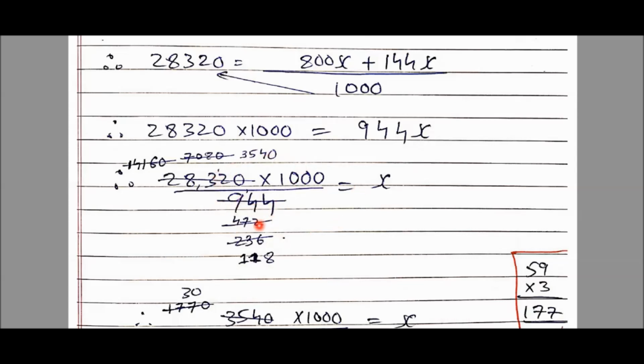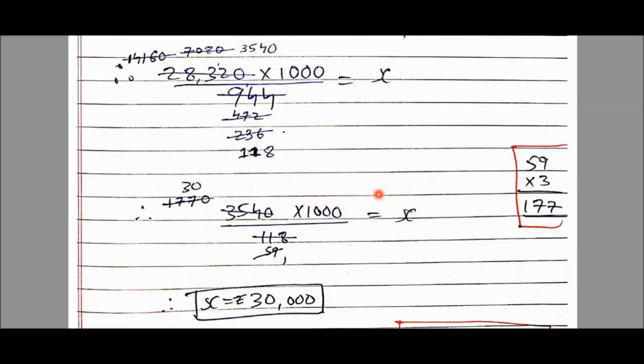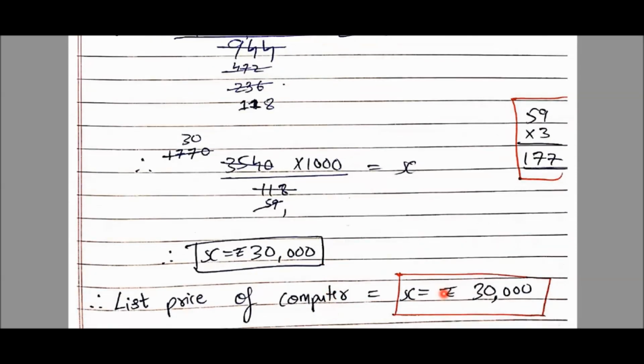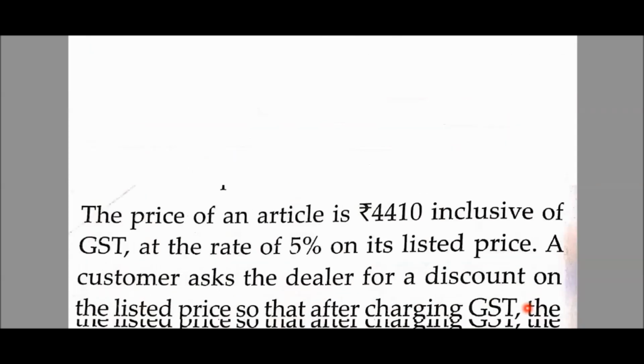Now you can do the calculation in your style. You can pause the screen. Then once again I cancelled it with 2. 2 5s are 10, 9s are 18, and here 2 1770s. Then see this, 59 3s are 177. So 59 1s are 59, 30s are 30 multiplied by 1000, which is 30,000. So students, the list price of the computer, that is the marked price or printed price, is X equal to rupees 30,000. Now let's proceed further to the next question.